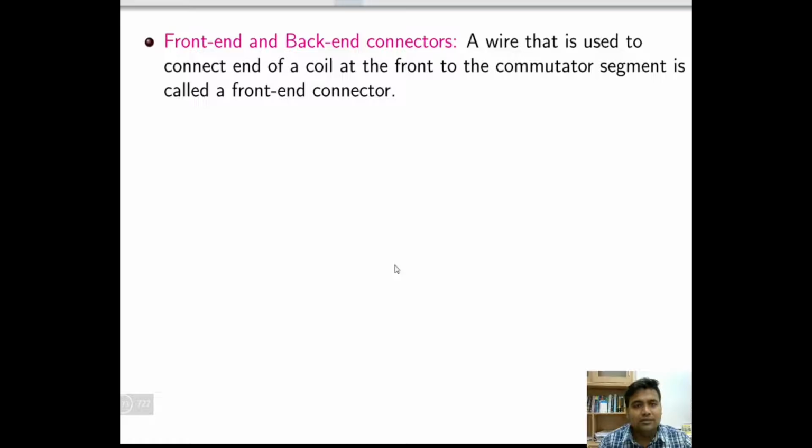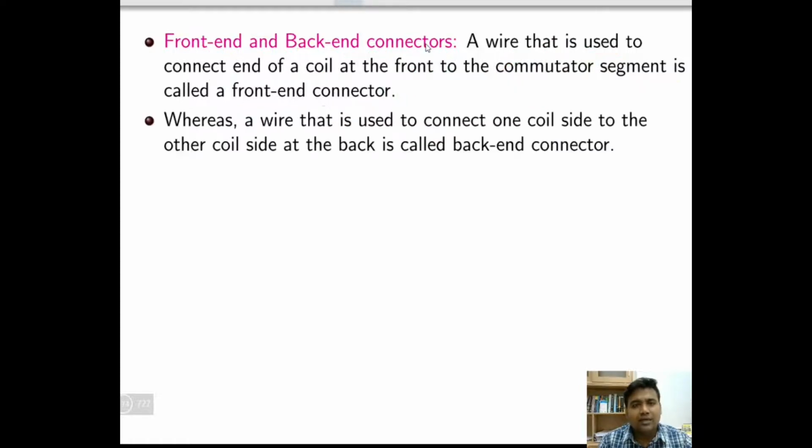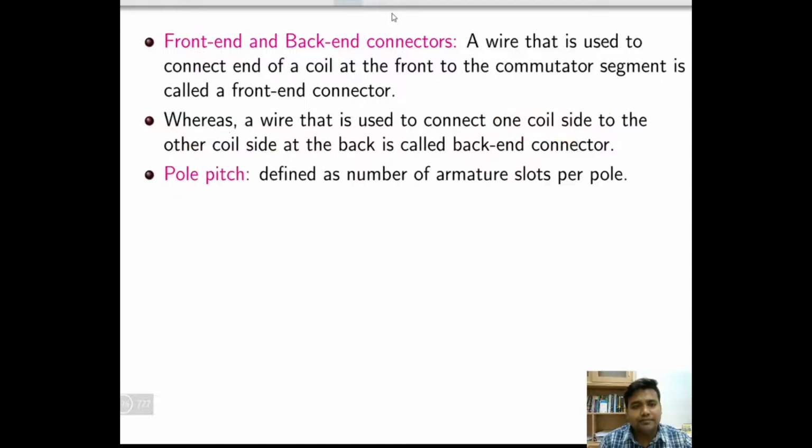So what are front end and back end connections? A wire that is used to connect the end of a coil at the front to the commutator segment is called a front end connector. So when it is connected to the front of the commutator, it is known as a front end connector. Whereas a wire that is used to connect one coil side to the other coil side at the back is called a back end connector. So we have seen what a front end connector and a back end connector are.